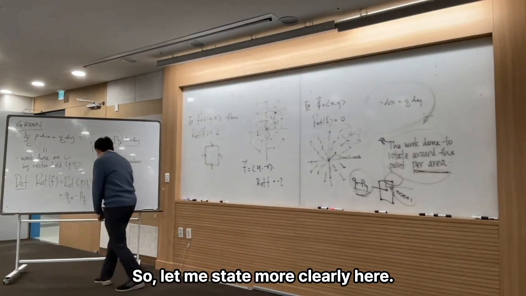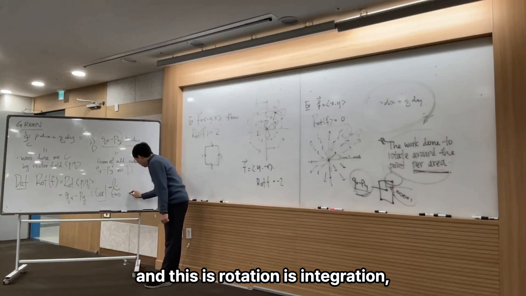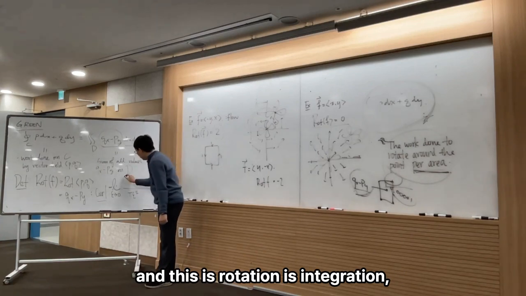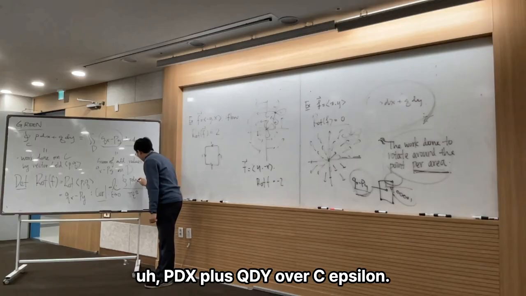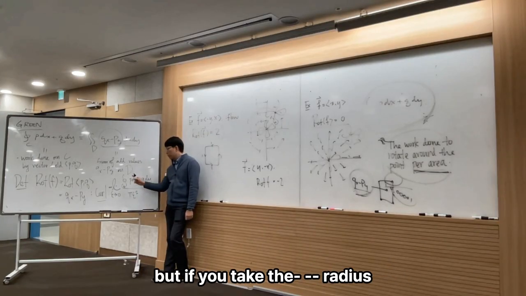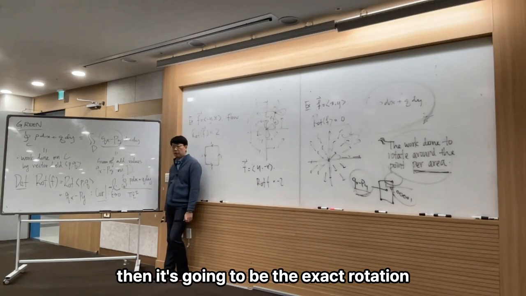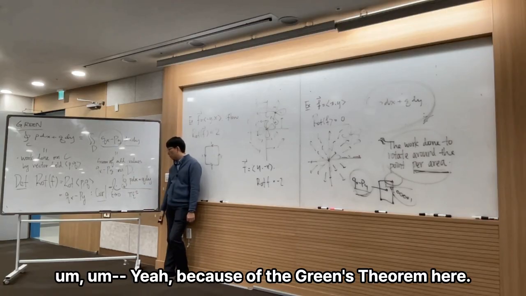Let me state more clearly here. If I write it more clearly, rotation is the integration of p dx plus q dy over c epsilon. If you take the ratio, it's an approximation, but if you take the radius to 0, then it's going to be the exact rotation, because of the Green theorem here.